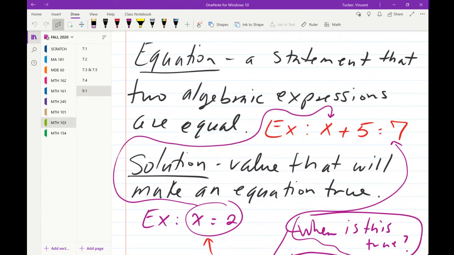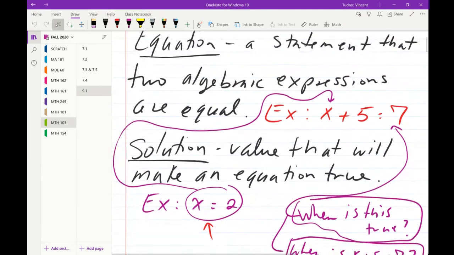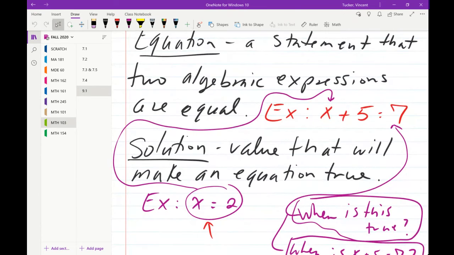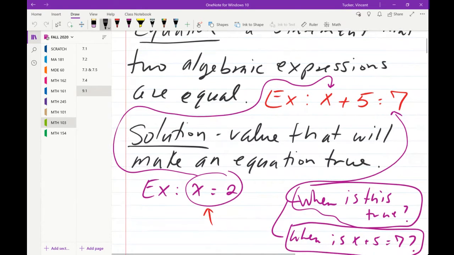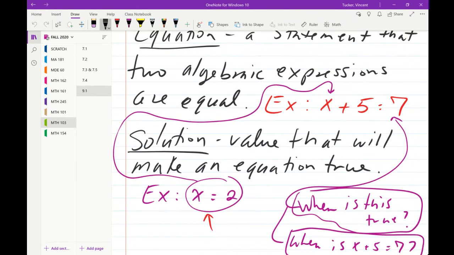So whenever you're trying to solve an equation, you should be asking yourself, when is this statement true? Or in this case, when is x plus 5 equal to 7? And your answer will be when x is equal to 2. And the way you would check your solution is by plugging it back into your equation for x, or for the variable that you're dealing with, and 2 plus 5 is equal to 7.